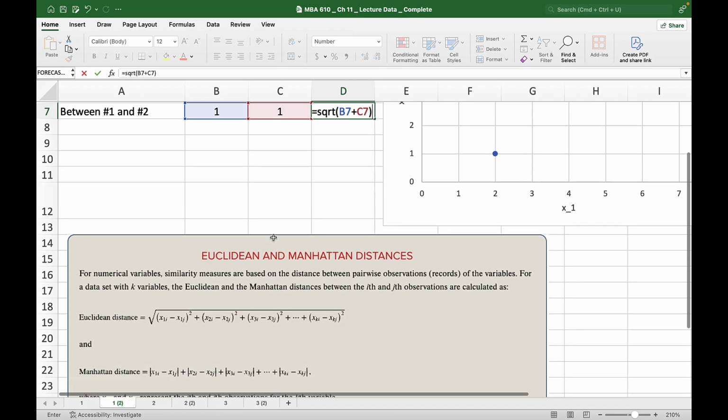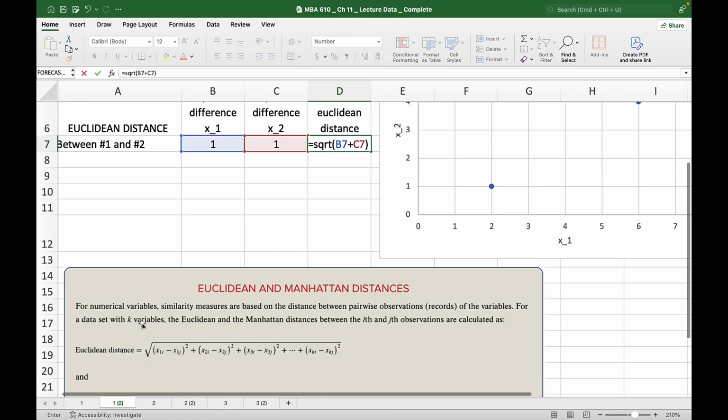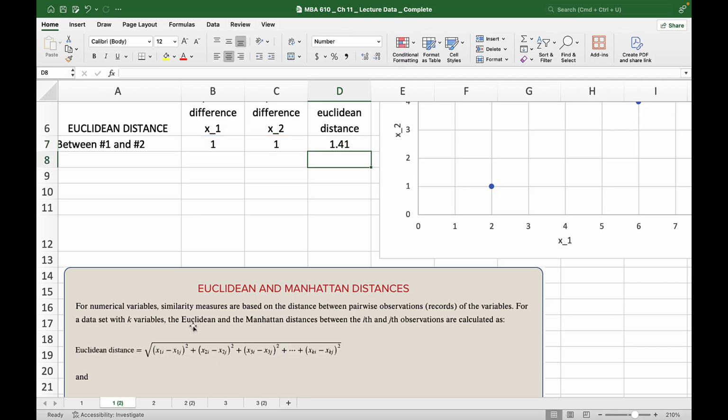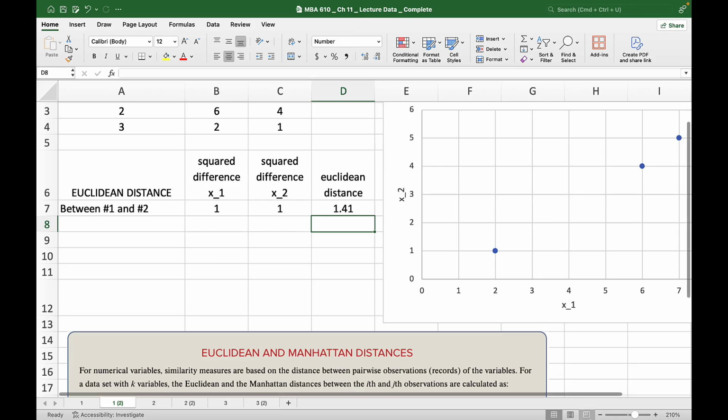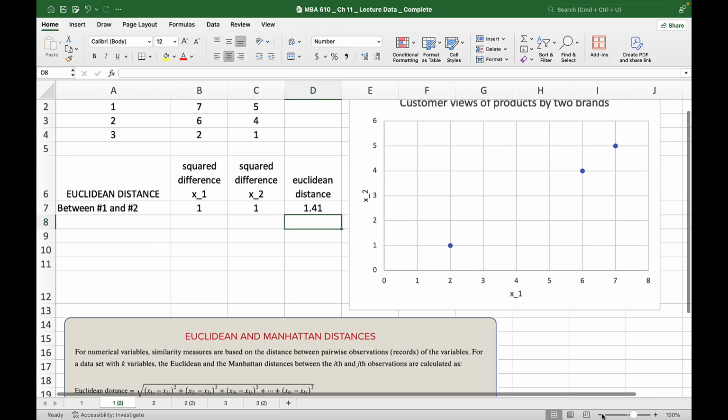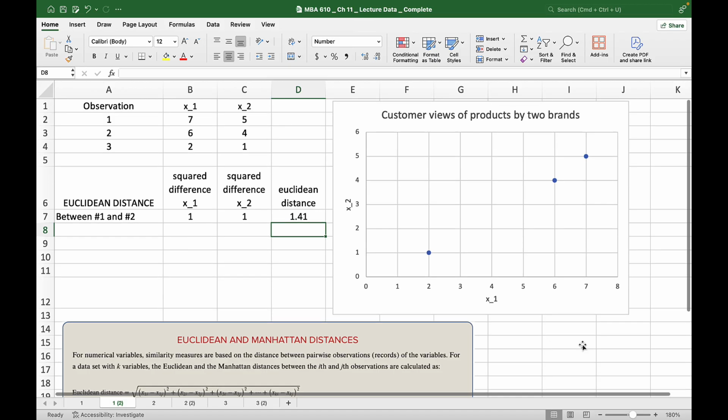And if we refer back down to this formula, the Euclidean distance is going to be equal to the square root of the sum of the squared difference for each variable we have. This extends to the multivariable case, but we've just got a 2-variable case, so we only have these first 2 expressions. All right, so the Euclidean distance, or the length of the line as the crow flies between these 2 points, is equal to 1.41 units.